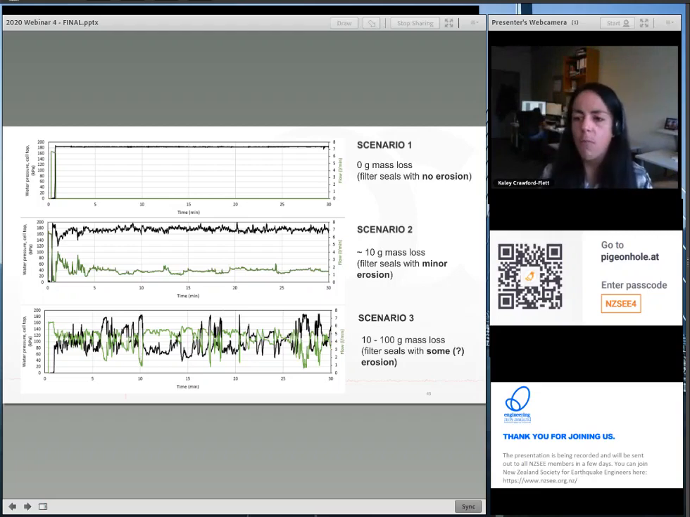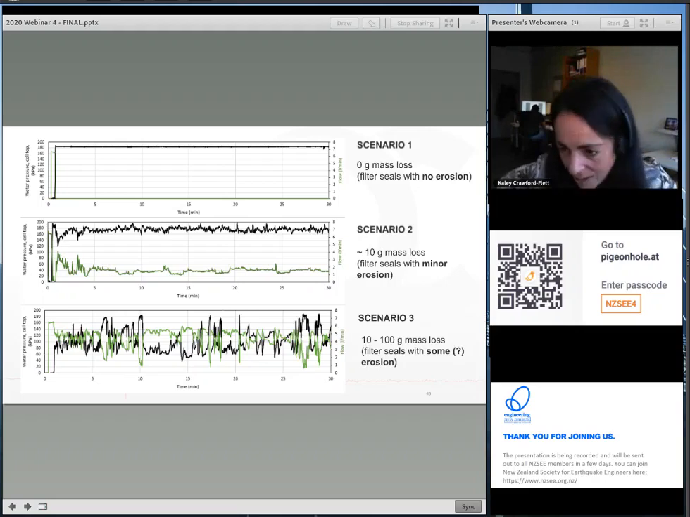Scenario number two, where we have minor mass loss over the 30-minute period, about between 5 and 10 grams of mass loss. You do get the filter sealing with some minor erosion, but you also get a fairly steady state configuration with some flow, in this case between 1 to 2.5 liters per minute, and again, a fairly steady but ultimately quite stable pressure response at the top of the cell. So there's some kind of steady state achieved here. You can see initially at the beginning of the scenario two test, we fill the cell, there's an initial peak outflow, and then things stabilize as the pressure increases and the filter layer builds. So we can see that in the data.